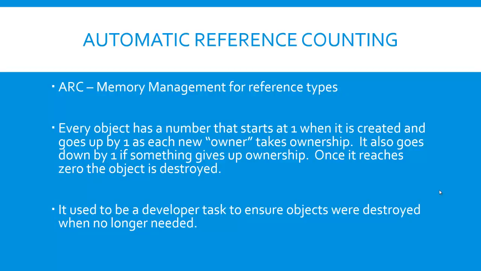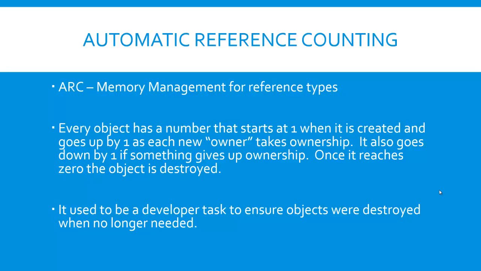Well, once the function is done with it and releases ownership, it then goes down by 1. And once that ownership number becomes 0, the object is destroyed. That way we don't have a whole bunch of variables out there that we no longer need taking up memory space. Now, years ago, this used to be something that the programmer had to do. He had to make sure that values that were no longer used in his code were killed, and when they were killed. But now Swift does that automatically for us.